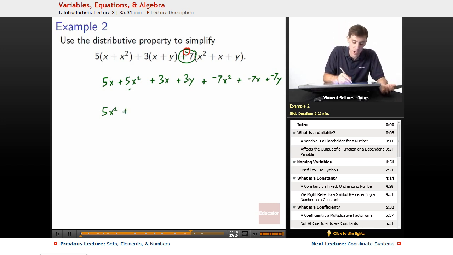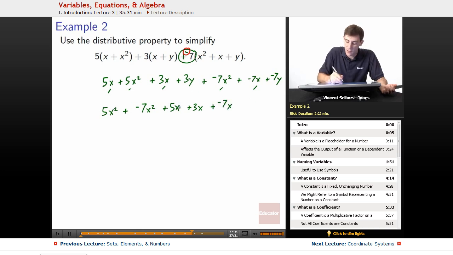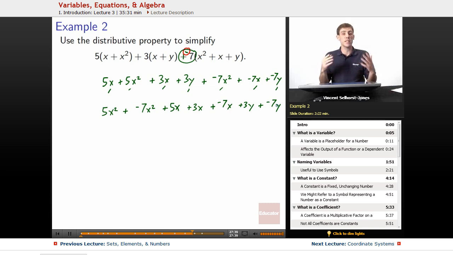So 5x squared plus, what's another thing involving x squared? Minus 7x squared. Plus, what comes next? Looks like we can work on the x's next. So 5x, tick there, plus 3x, tick there, plus negative 7x. And then finally, we've got the y's, plus 3y, plus negative 7y. So those tick marks just help us keep track of what we're doing. They're not necessary, but it makes it easier to follow so we don't accidentally make any mistakes.